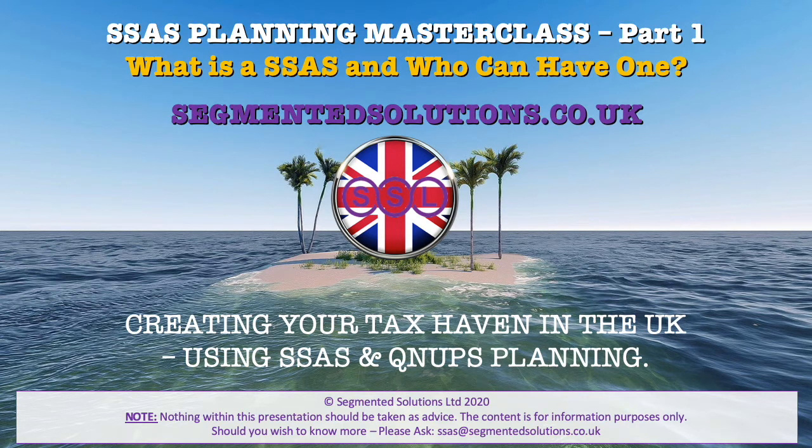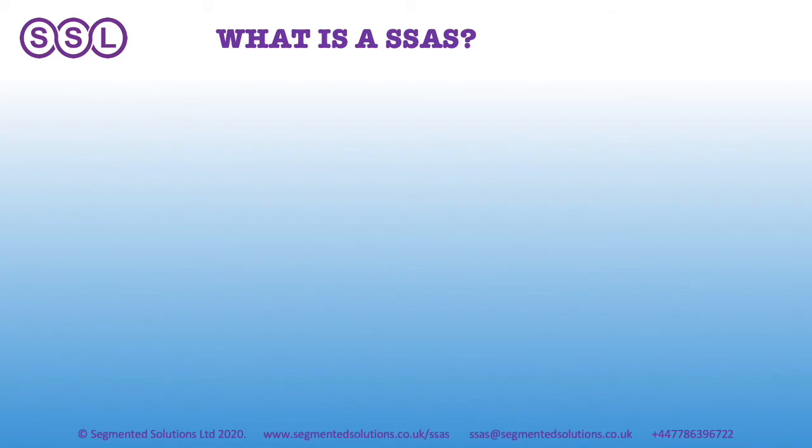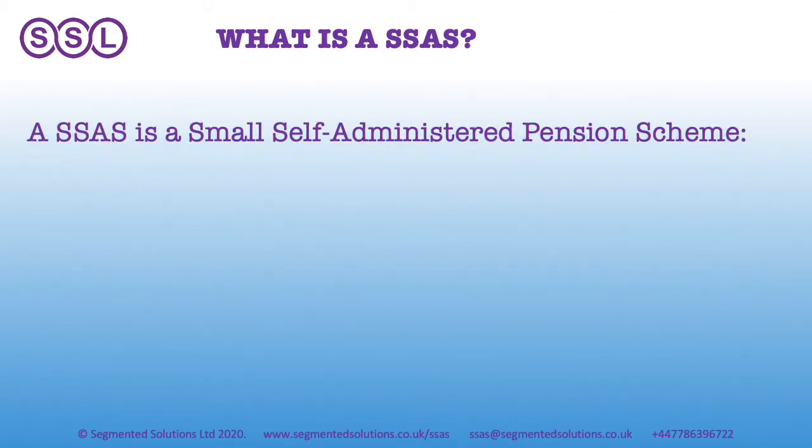So let's start at the beginning and explain what is a SSAS. Okay, so SSAS stands for Small Self-Administered Pension Scheme. Normally have less than 12 members and they are administered by the members themselves.